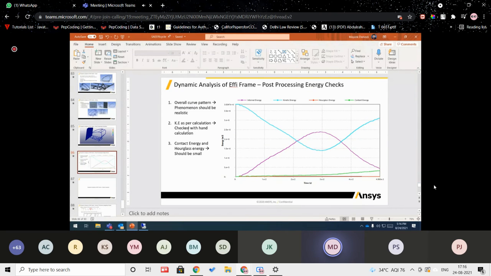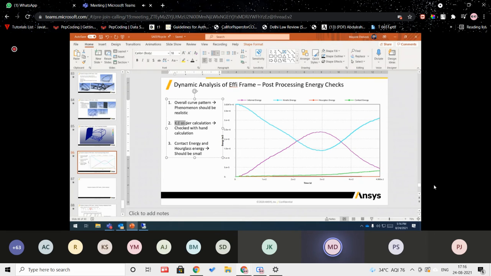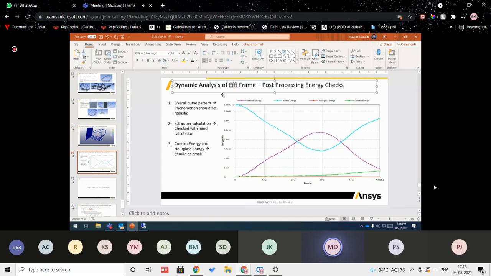Here, the second check you want to do is kinetic energy. You will check based on your hand calculation. You will calculate the mass of the whole vehicle, or maybe the frame, or maybe the analysis, and then do half m v square, and you will understand how much the kinetic energy should come. If it is matching with this value, then your initialization phase is correct, and the rest will depend on the energy distribution, how the curves are coming.